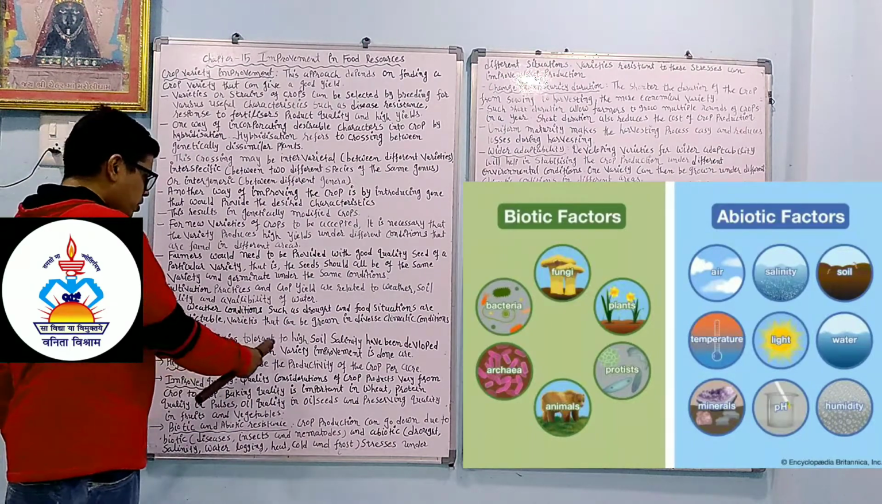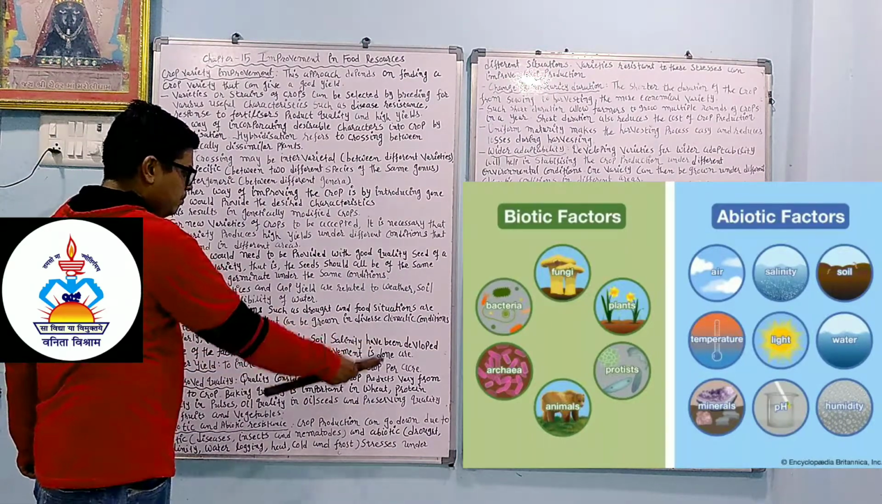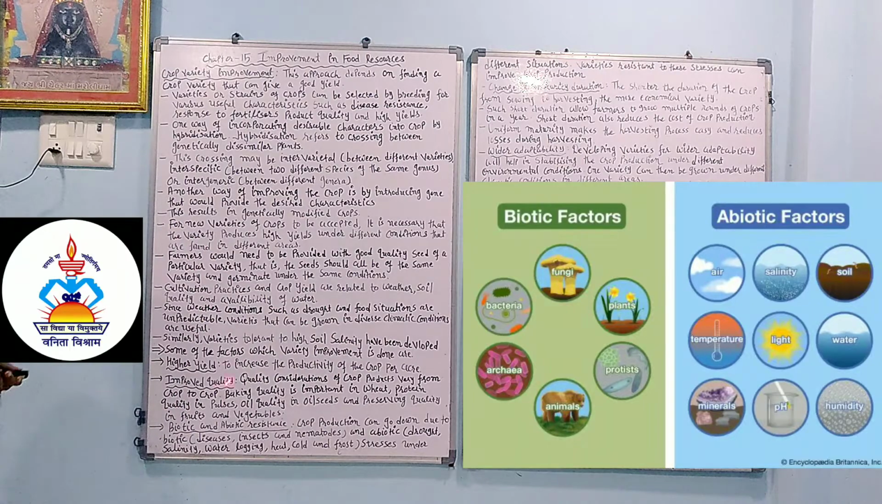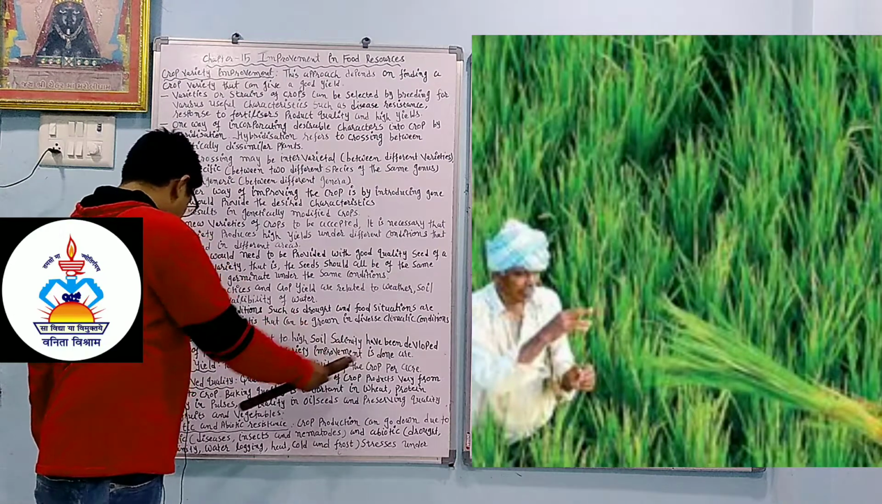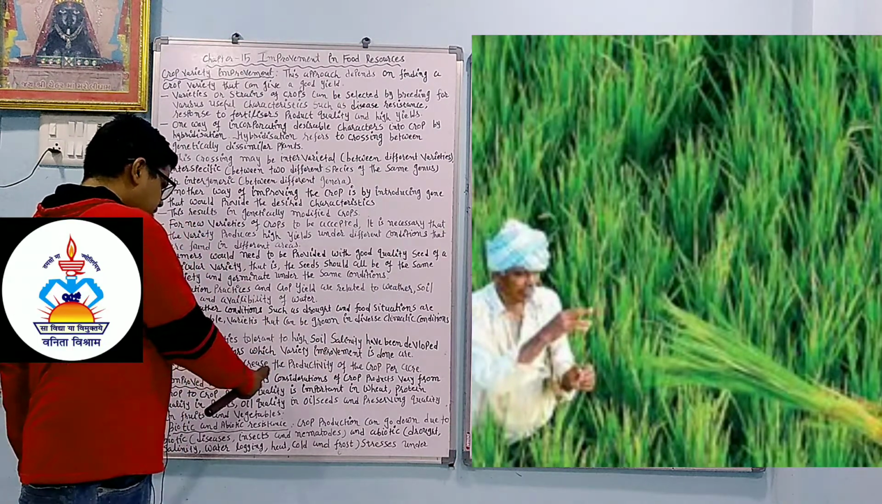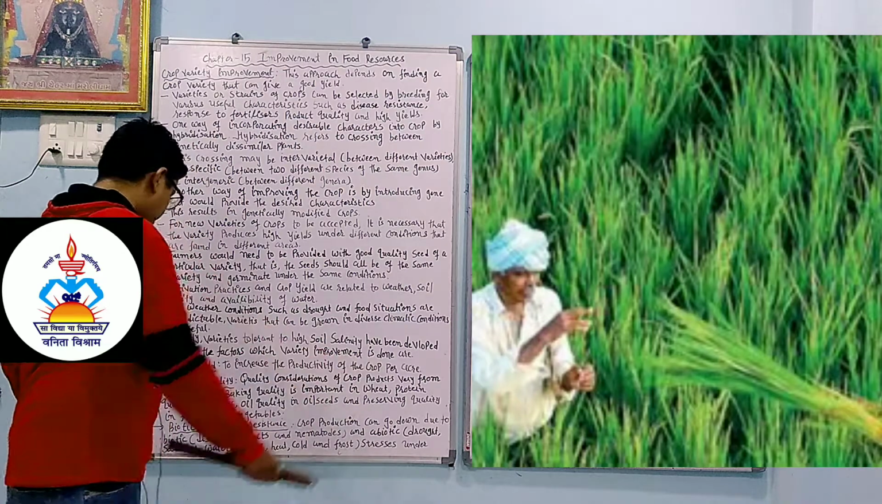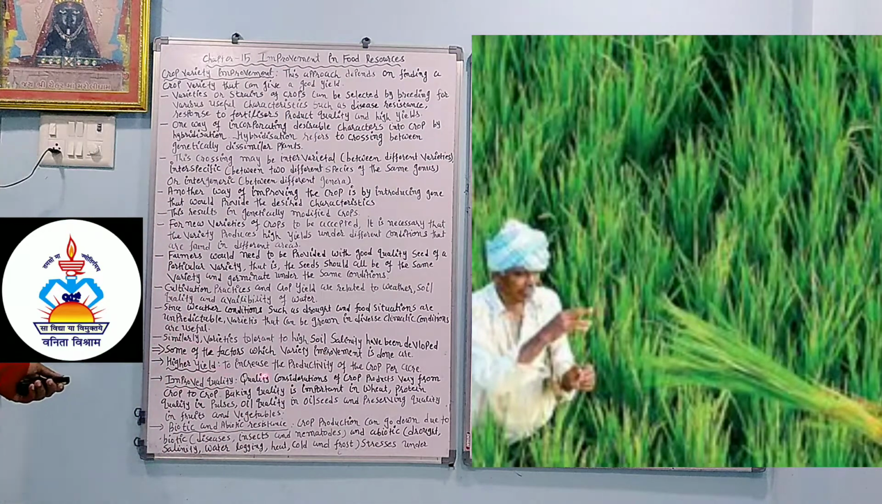Similarly, varieties tolerant to high soil salinity have been developed, which can tolerate high soil salinity. Some of the factors for which variety improvement is done: higher yield, to increase the productivity of the crop per acre. So we can get a higher yield when we increase the production of the crop per acre.